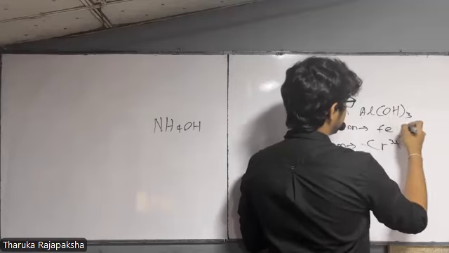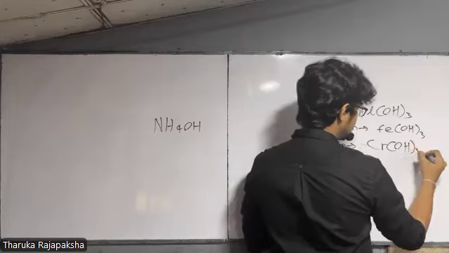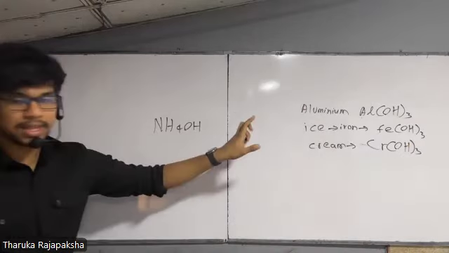Al(OH)3, Fe(OH)3, and chromium hydroxide Cr(OH)3. So hydroxide precipitates are formed.